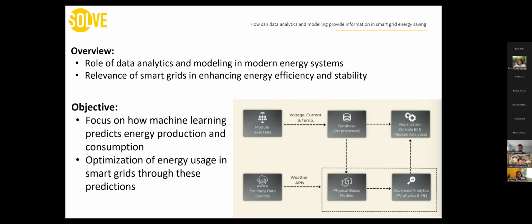So as an overview of the abstract-level presentation today, we are going to explore the role of data analytics and modeling in modern energy systems and the relevance of smart grids in enhancing energy efficiency and stability. The objective today is to highlight how machine learning predicts energy production and consumption and how these forecasts can be used as an input for optimization of renewable energy communities or renewable energy-based energy grids.